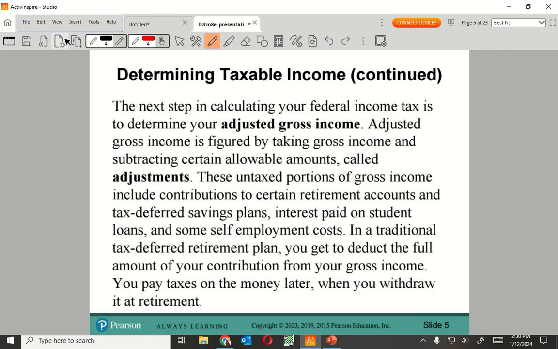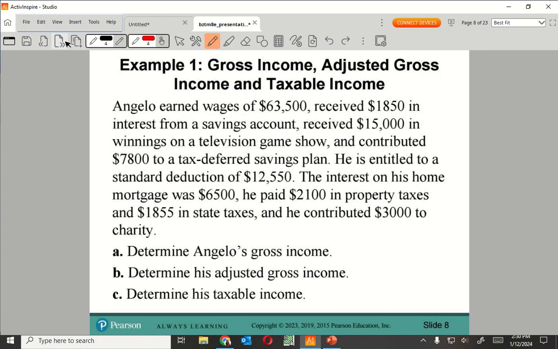Now, let's go over to example 1, because that's where we left off. It says, Angelo earned wages of $63,500 and received $18.50 in interest from a savings account, received $15,000 in winnings on a television game show, and contributed $7,800 to a tax-deferred savings plan. He is entitled to a standard deduction of $12,550. The interest on his home mortgage was $6,500. He paid $2,100 in property taxes and $1,855 in state taxes. He also contributed $3,000 to charity. Okay? We're going to calculate his gross income.